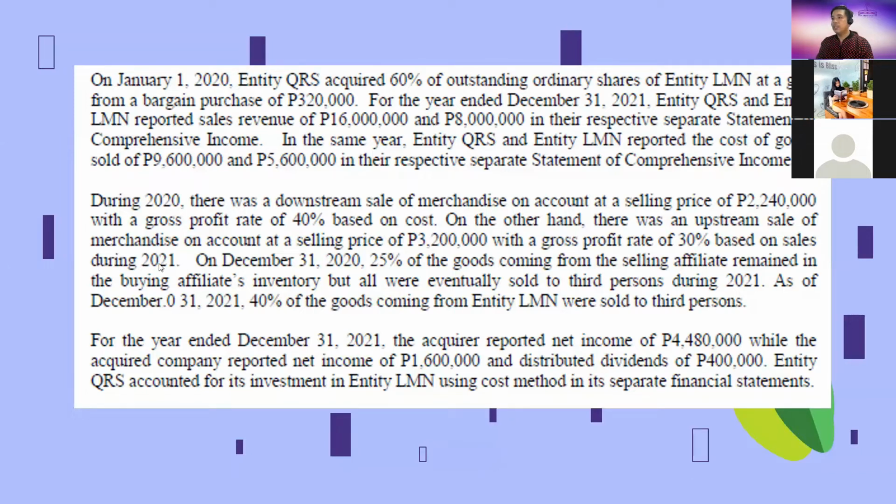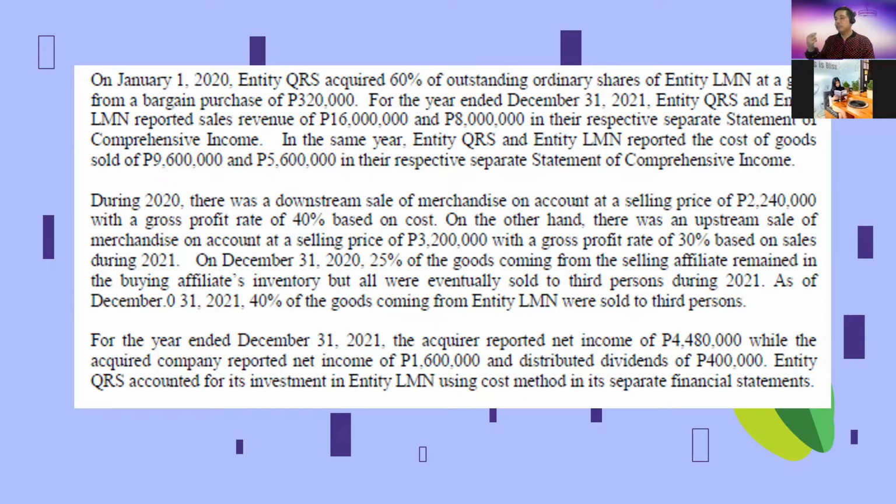No? And then this one is 2021 na. On December 31, 2020, 25% of the goods coming from the selling affiliate remained in the buying affiliate's inventory, but all were eventually sold to third persons during 2021. Kasi di ba, remember class, one of the assumptions, if the amortization of excess, di ba, during our discussion last week, relates to inventory. Kung the problem is silent, the assumption is all of the remaining inventory will be sold during the current period.